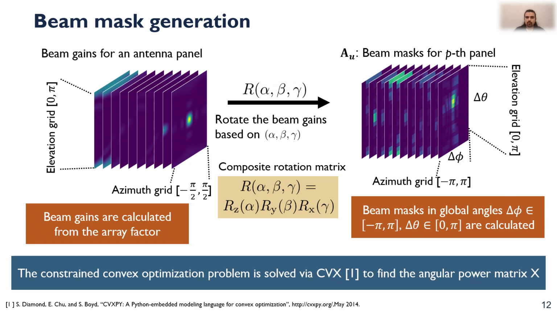And then they're quantized with respect to delta phi and delta theta. The quantization helps to reduce the computation complexity and to obtain the receive power as just a simple dot product. And the constrained convex optimization problem from the previous slide is solved via CVX to find the angular power matrix for X, which is antenna configuration agnostic.